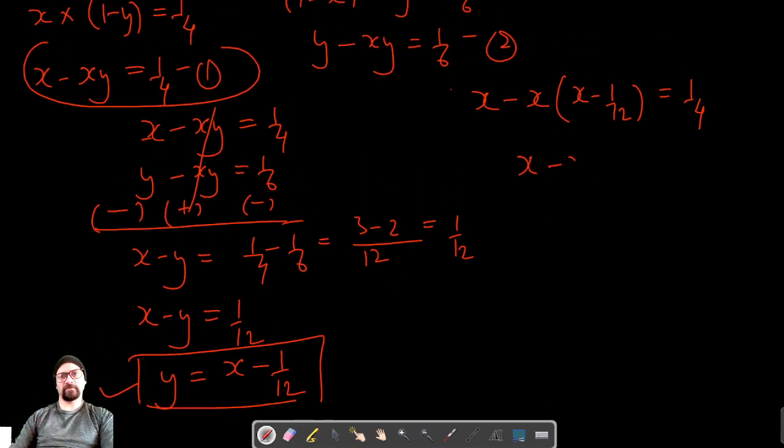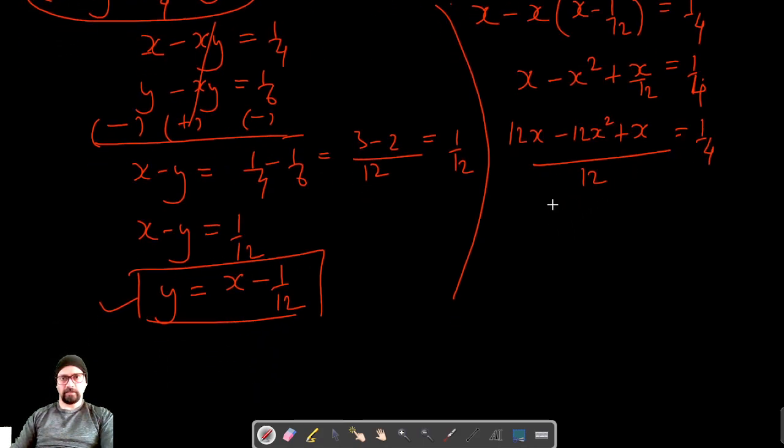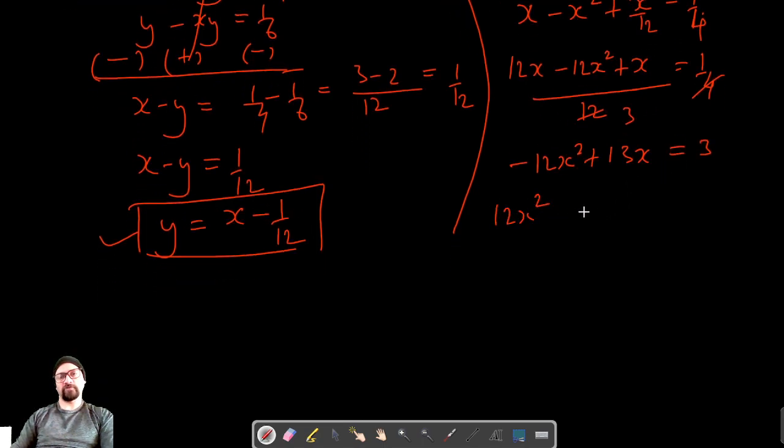So this is now X minus X squared plus X by 12 is equal to 1 by 4. Let's try to get the quadratic equation out of this. So this is 12x minus 12x squared plus x is equal to 1 by 4, and so this is minus 12x squared plus 13x, and 4 3s are 12, which is equal to 3. So this is 12x squared minus 13x plus 3 is equal to 0.